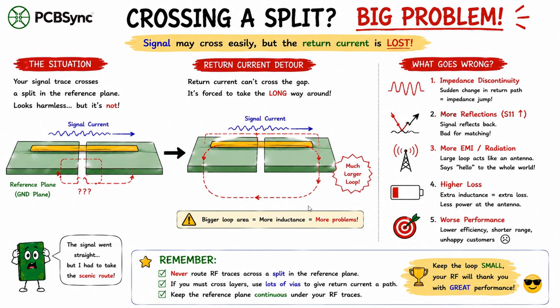So it has no choice but to take a detour. What used to be a highway route now turns into a trip around the ring road. Originally, the return current area was very small, but now it's expanded more than tenfold. Congratulations, you've just made an antenna for free. As a result, EMI increases, reflections increase, and impedance gets worse. Performance drops. There's a golden rule among RF engineers. Never let RF traces cross over different reference planes because your PCB won't warn you, but physics definitely will.